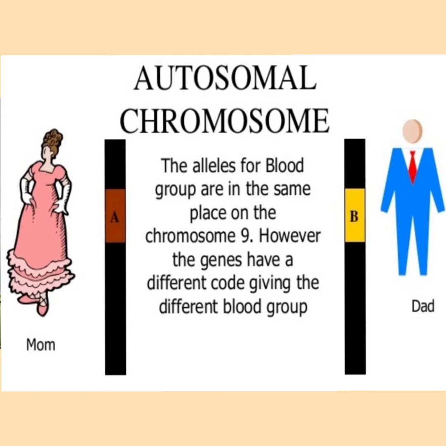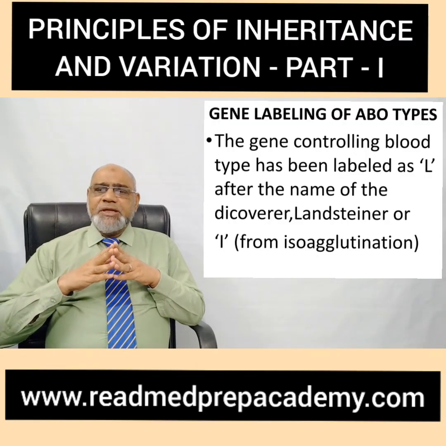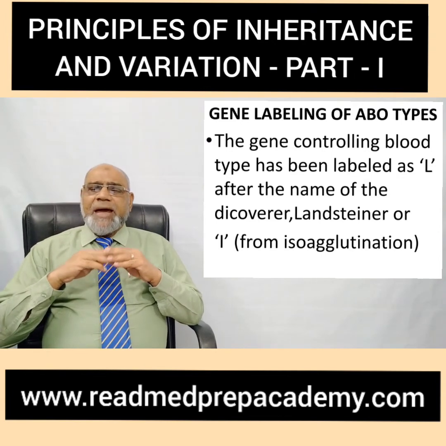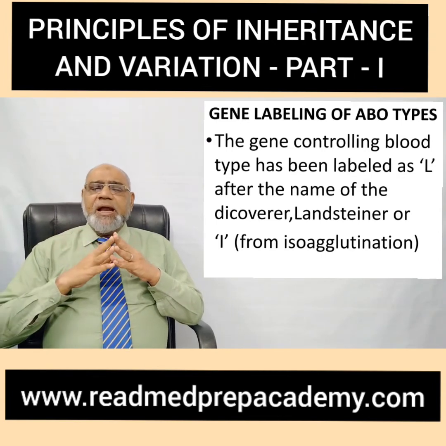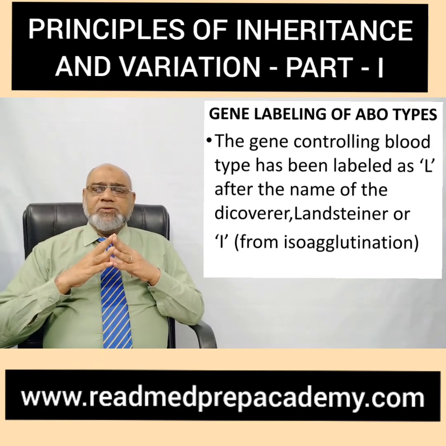However, the genes have a different code giving the different blood group. For example, you can see that the mother on the left side having A blood group and the dad having the B blood group. Now, what are the genes labeling of ABO types? The gene controlling the blood type has been labeled as capital I after the discoverer Landsteiner, or I from isoagglutination.